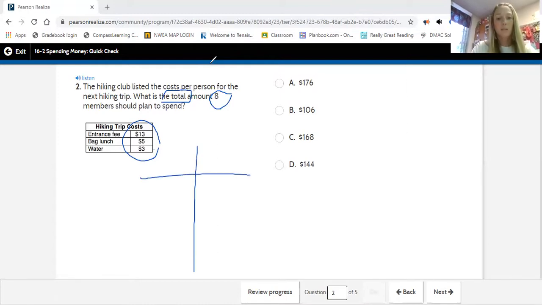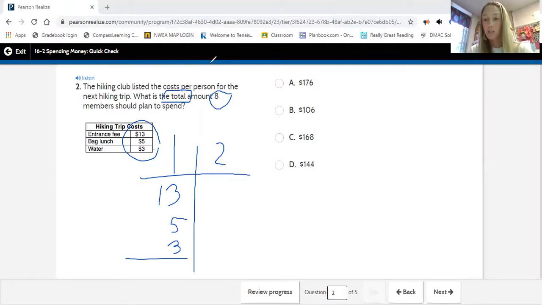So T-chart, I need to go ahead and add 13, 5, and 3. Like I said before, I'm going to start with my big number, my 5, or if you see a double, that's good too. Look, I've got 2 3s. So however you want to do it, 3 plus 3 is 6. That's an easy double that you should know. 6 plus 5 is 11. Need to regroup. 1 plus 1 is 2. Okay, so I know it costs $21 just for one person.